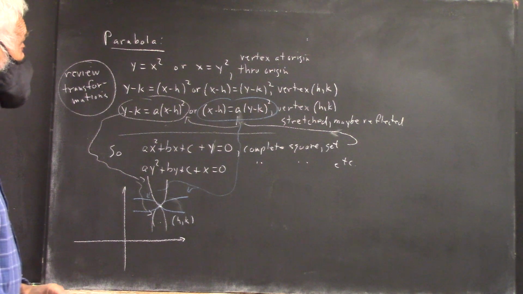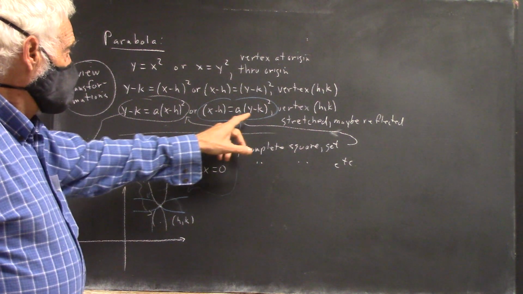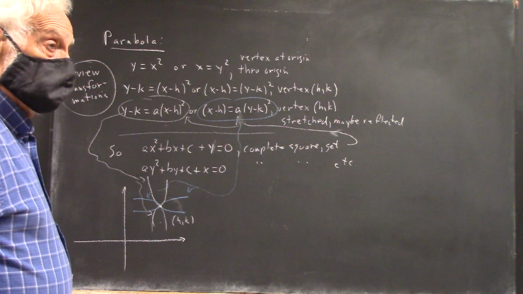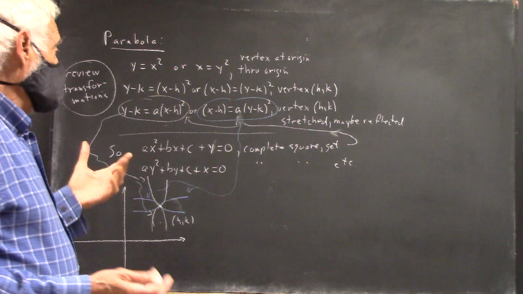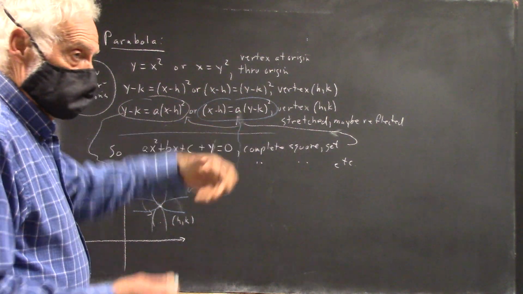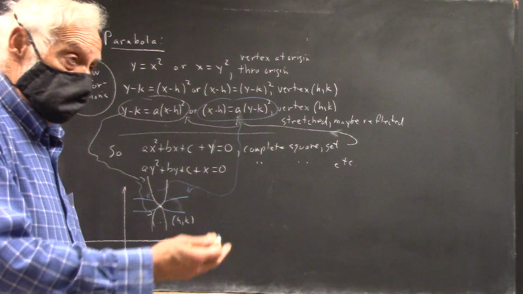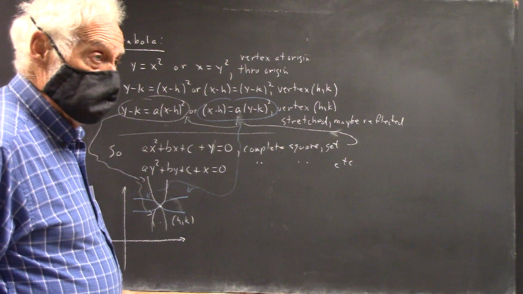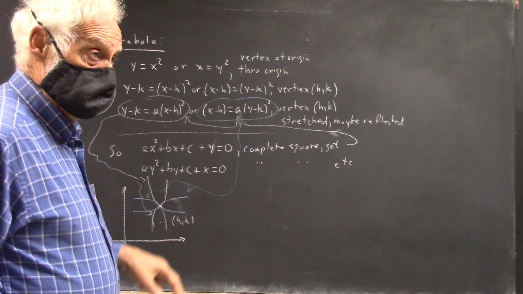Okay. And then if you put some number in front of the x minus h squared or the y minus k squared, that is a vertical stretch, basically. That's not vertical, so it would be a horizontal stretch in this case, or a vertical stretch in this case. Could be a reflection. If A is negative, it'll be a reflection. And you can use the word compression if A happens to be less than 1.